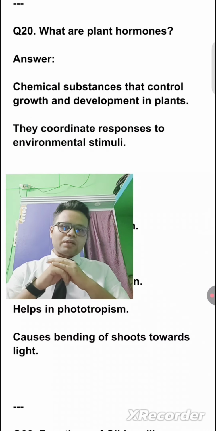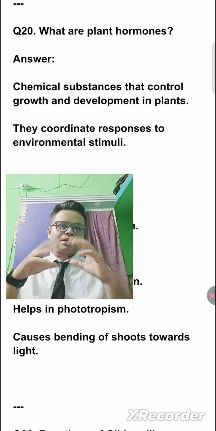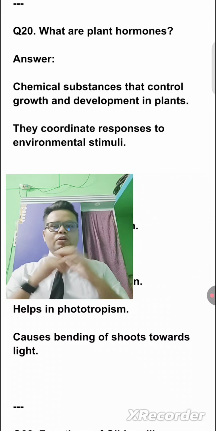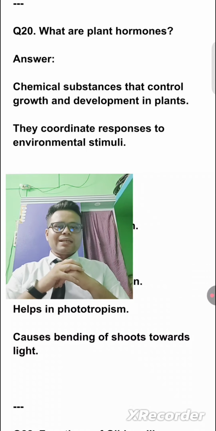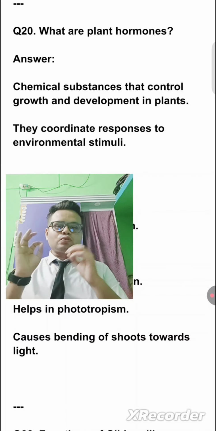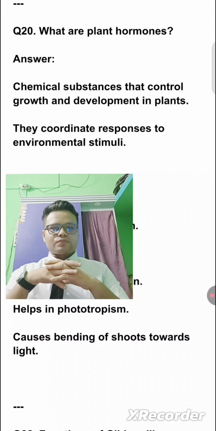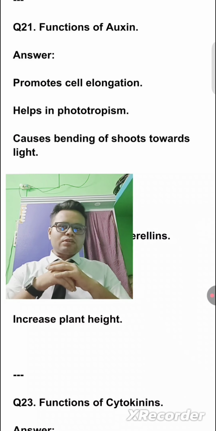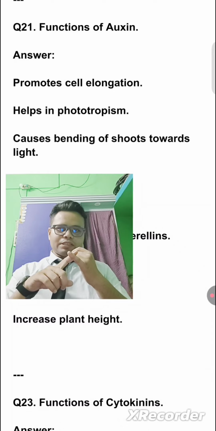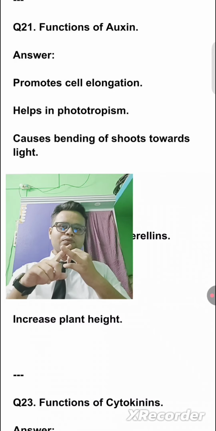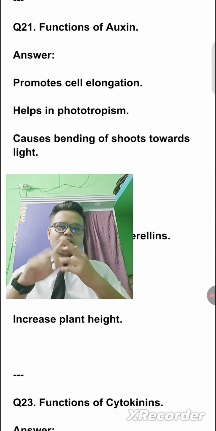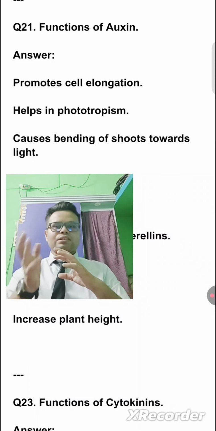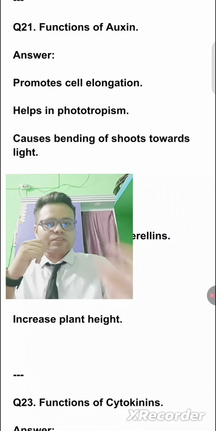Okay, next, what are plant hormones? Plant hormones are chemical substances that control growth and development in plants. And what is their function? They coordinate responses to environmental stimuli. Next, the function of auxin: it promotes cell elongation, helps in phototropism, and third, causes bending of shoots towards light.